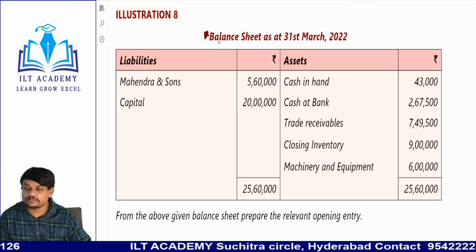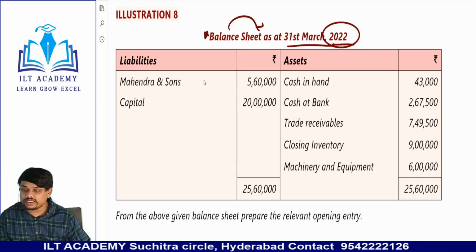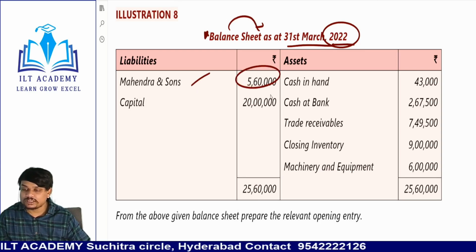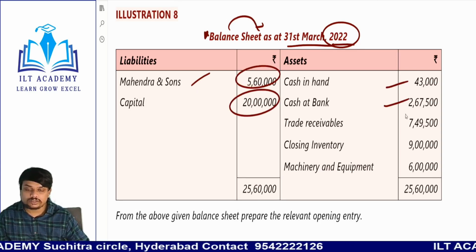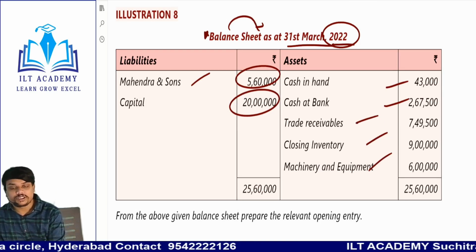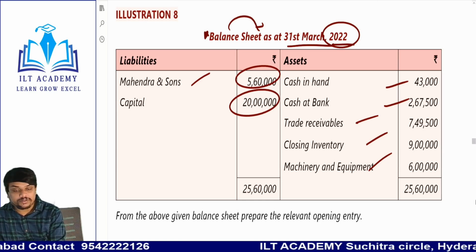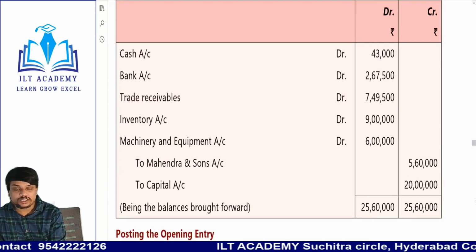Balance sheet as at 31st March 2022. Mahindra and Sons has liabilities of 5,60,000, capital is 20 lakhs, cash in hand 43,000, cash bank 2,67,500, trade receivables, closing inventory, machinery and equipment, so and so is given. From the above given balance sheet, prepare the relevant opening entry. The question is opening entry.